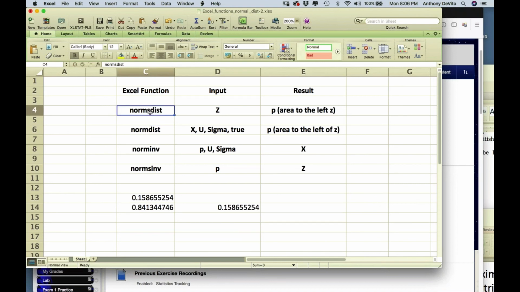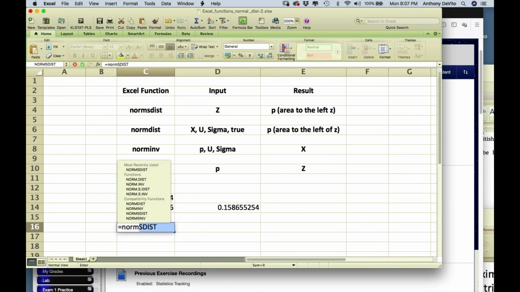That NORM.S.DIST literally represents that table. NORM.DIST is a way for you to calculate the actual value of the area to the left of the z-value for your x. This time, when I put in parentheses, it's going to ask me for x, the mean, the standard deviation, and cumulative. Okay, let's see what that might mean.